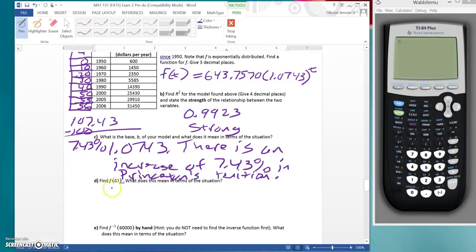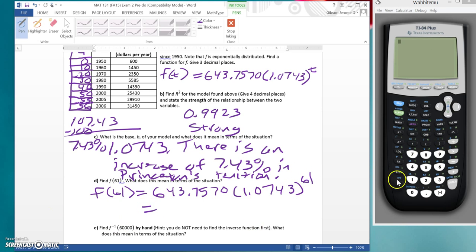Okay, class, picking up where we left off, we want to find f of 61 and what it means in terms of this situation. So we would take this equation here and substitute in 61 for t. So we have f of 61 equals 643.7570 times 1.0743 all to the 61st power.